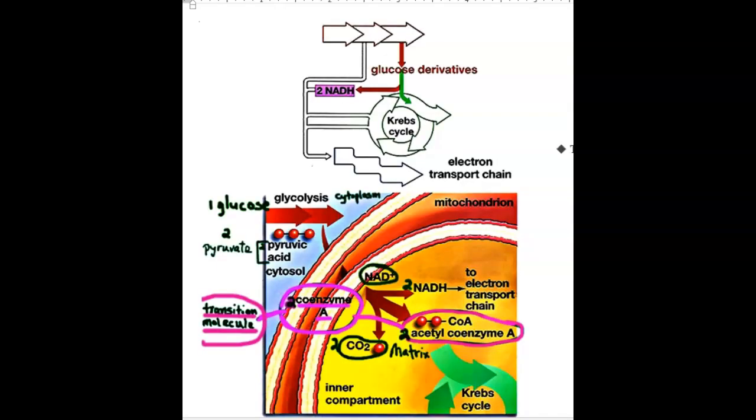So here's an illustration of the transition step. So 1 glucose is split into 2 pyruvates. Now notice this is also called pyruvic acid. So pyruvic acid and pyruvate are the same thing. And that is in the cytosol, or the cytoplasm. Now these 2 pyruvates are going to be converted into something called acetyl-CoA. Carboxyl groups are going to be removed from each pyruvate, and they're going to get released as, look right here, 2 carbon dioxides.